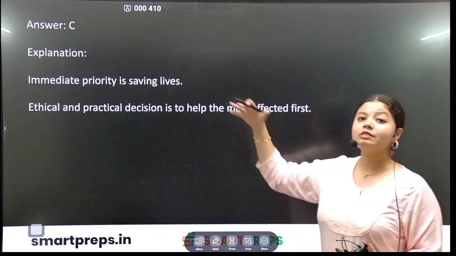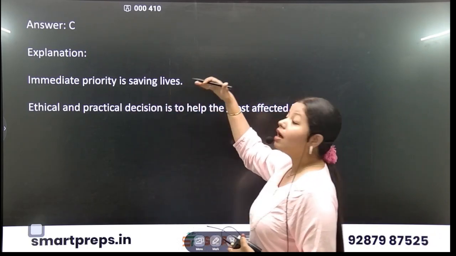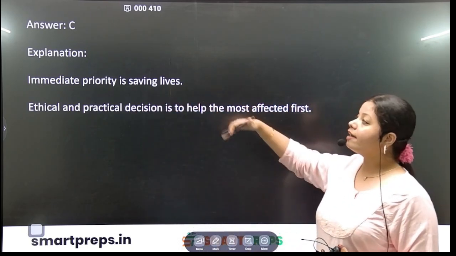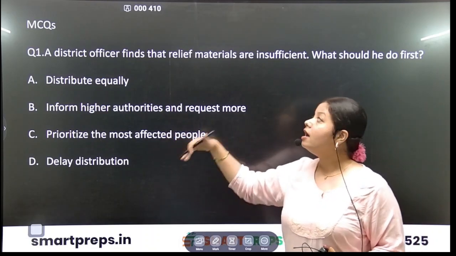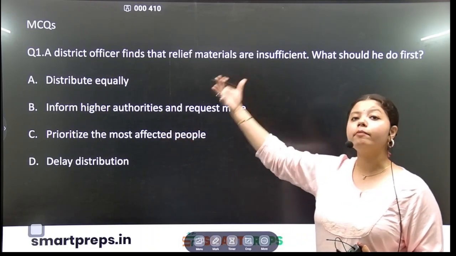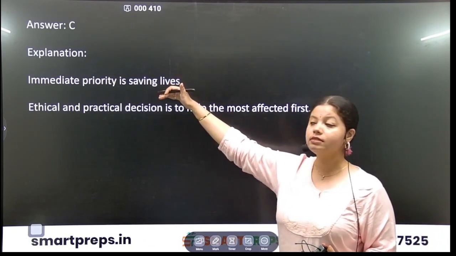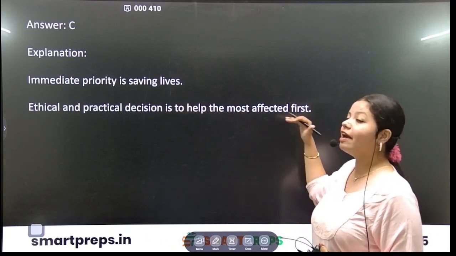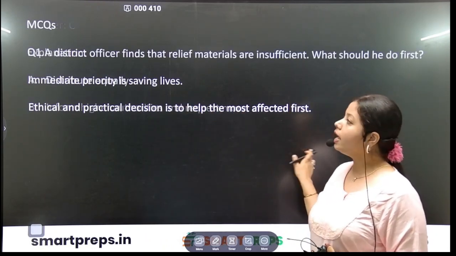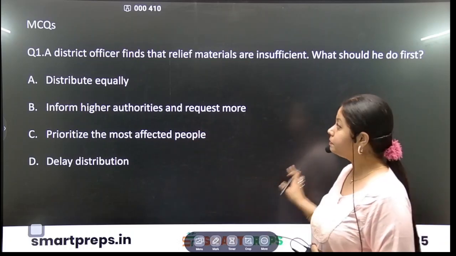Now I have given the explanation here. Immediate priority is saving lives. If I give priority as an officer to those who are most affected and distribute the relief materials to them first, then I can save those lives. The ethical and practical decision is to help the most affected first. That is why C is the correct answer.